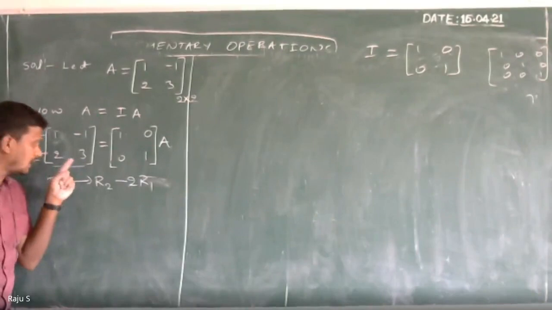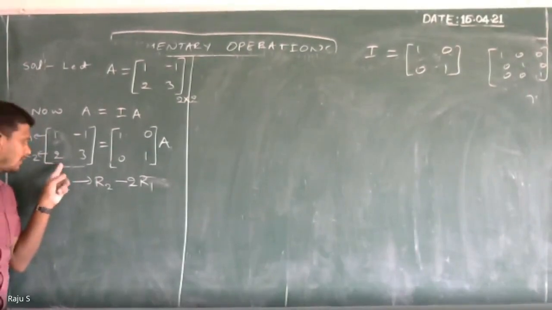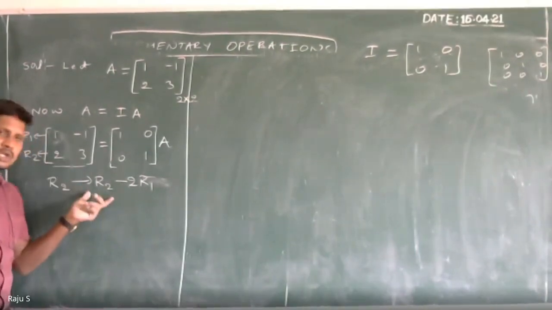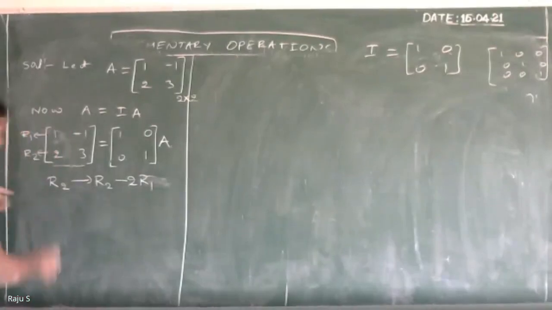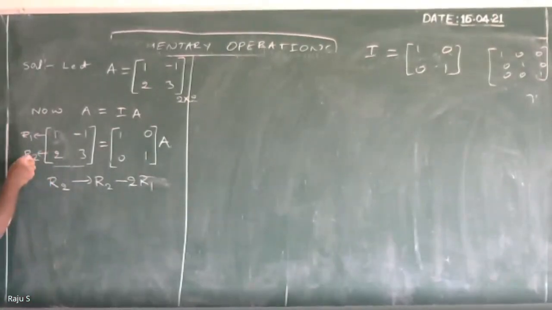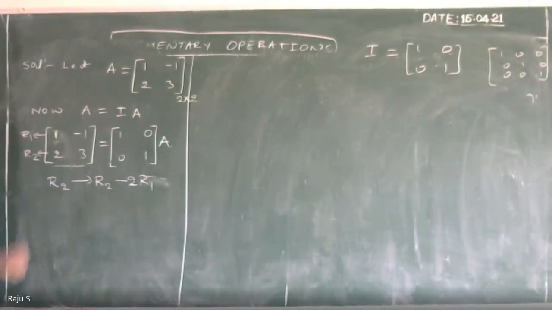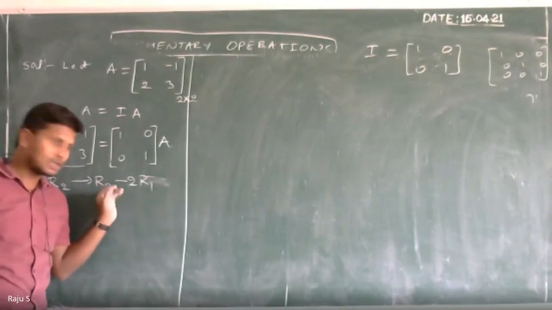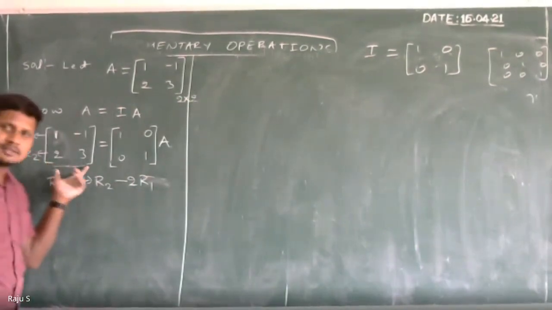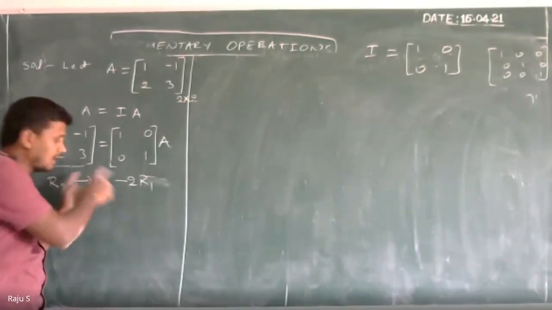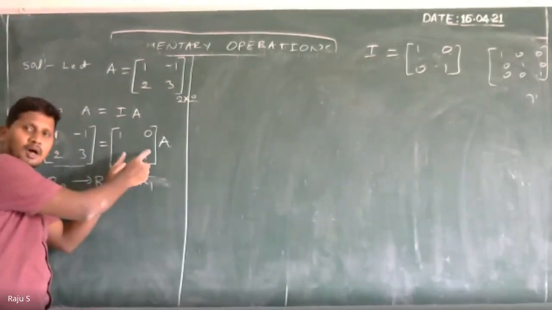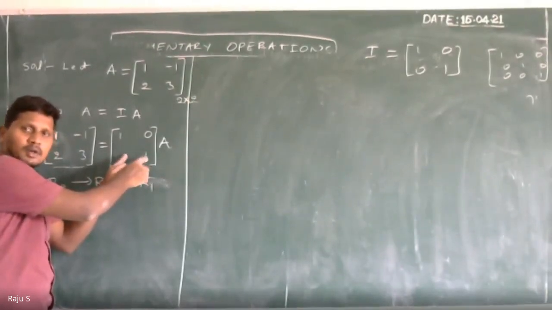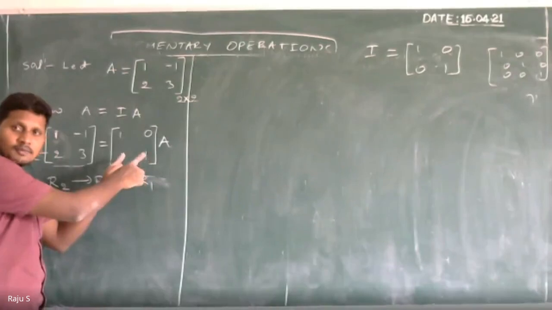What we need to do here, I want to make these two values 0. For that, I need to apply some row operation. So this 2 belongs to R2. R2 minus 2R1, then this element becomes 0. Whatever row operation you apply on the LHS matrix, apply the same row operation on the identity also. Very important.